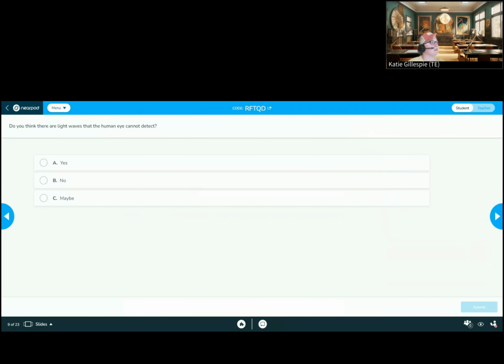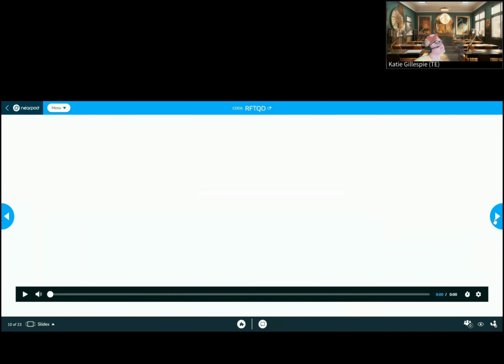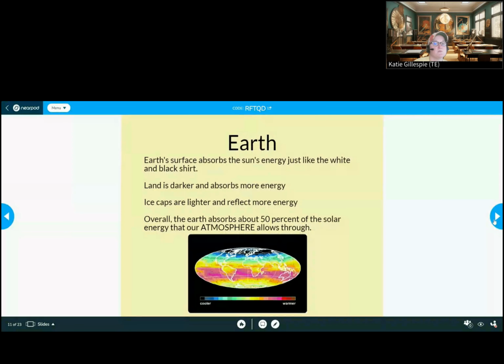When we talk about this in class, I'm going to ask you this question: do you think there are waves that the human eye cannot detect? And I hope at this point in our lesson you can say, for certainty, there are, both above the spectrum and below the spectrum of what the human eye can detect. All right, Earth. How does this affect us here on the Earth?